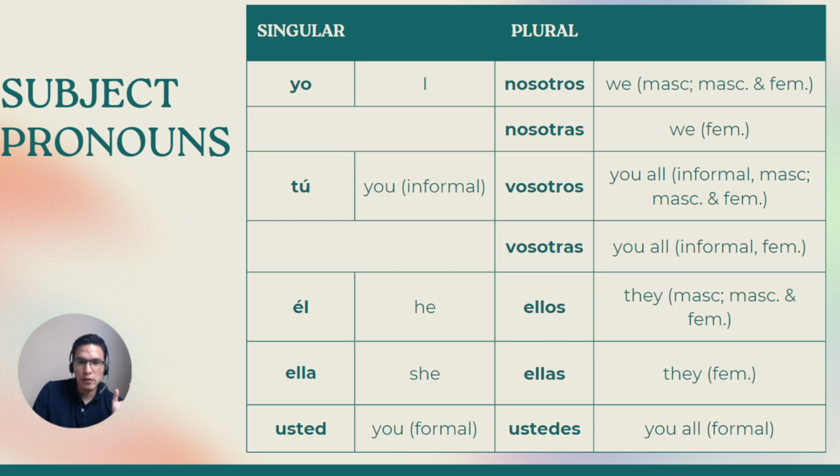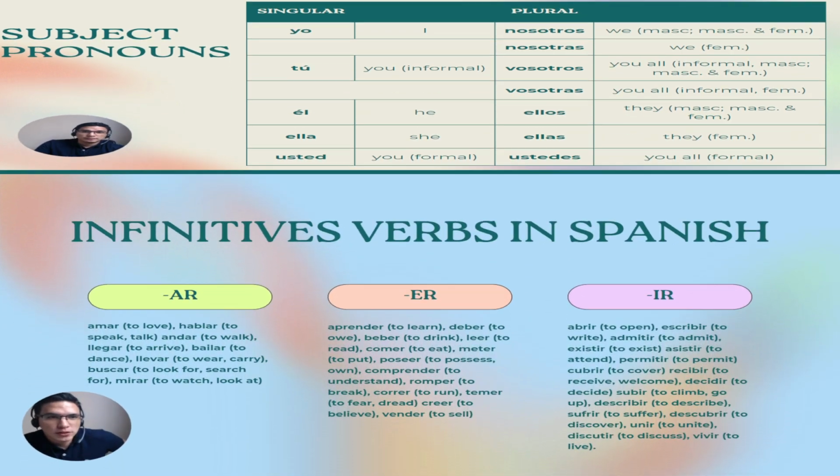Okay, so it's important to note that the informal plural form vosotros is primarily used in Spain, while ustedes is used for both formal and informal situations across most of Latin America. Additionally, the word it is typically implied in Spanish, meaning there is no specific subject pronoun for it.